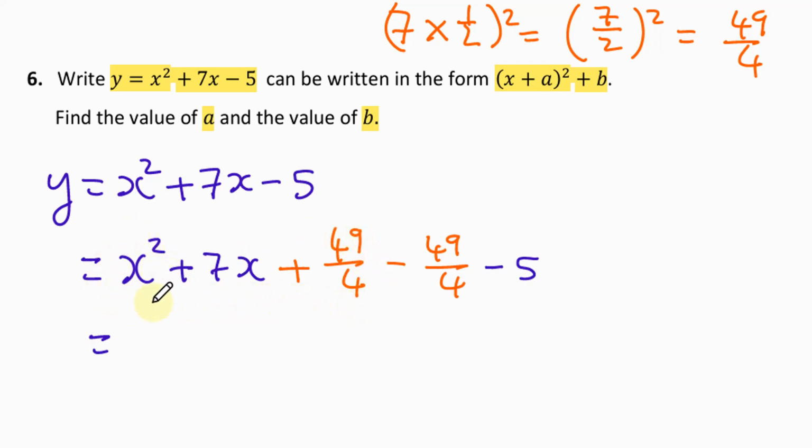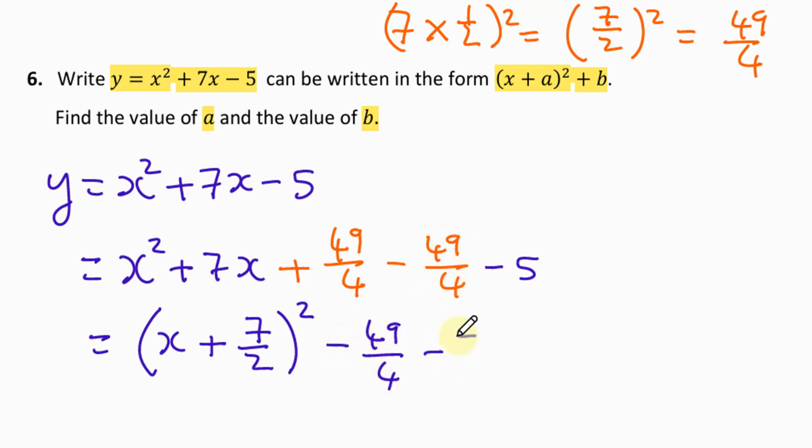The first three terms here will be a perfect square. So we take the square root of the first term, which is x, this sign, which is a plus, and the square root of the third term, which is 7 over 2. And this is all squared. We still have minus 49 over 4 minus 5.